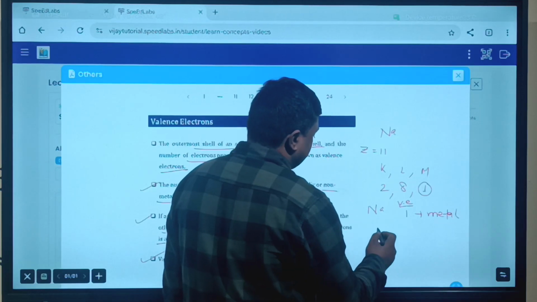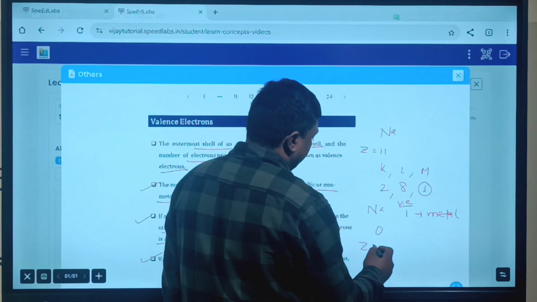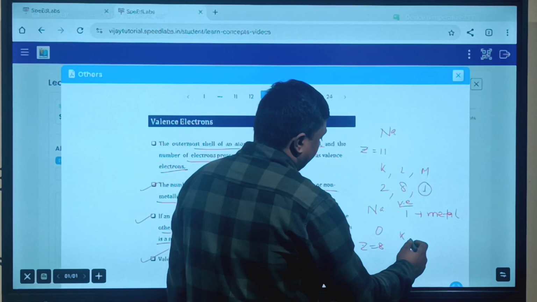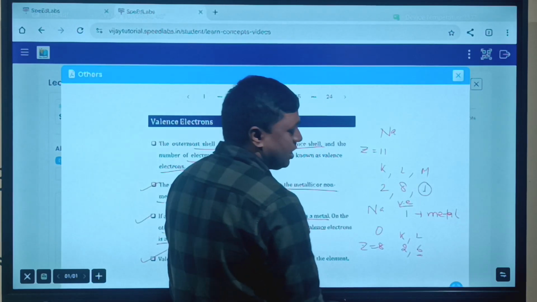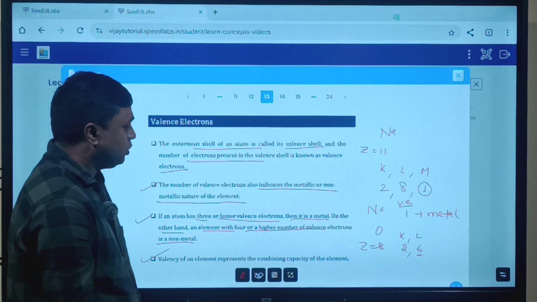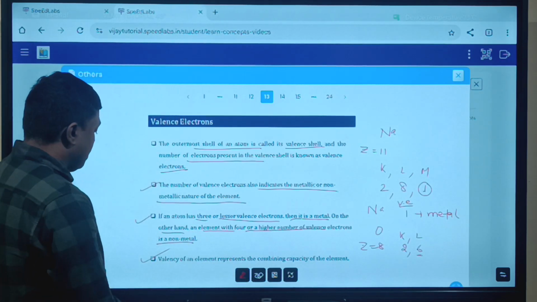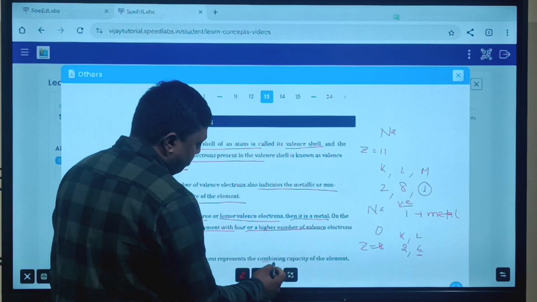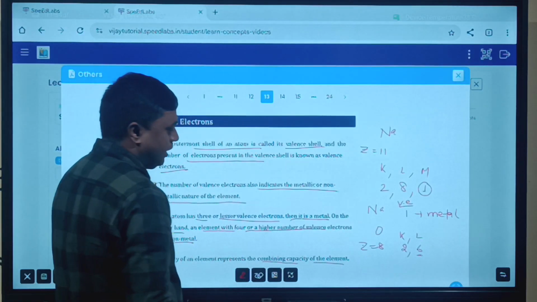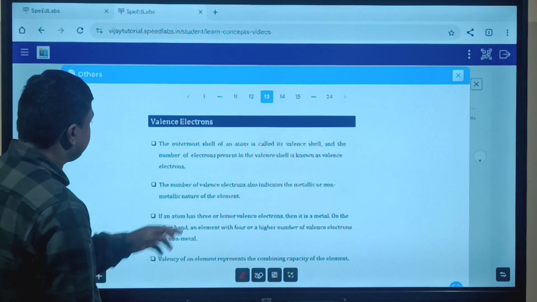Whereas when we talk about oxygen, children, oxygen's atomic number is 8. So the electronic configuration is first shell 2 electrons, next shell 6 electrons. As the valence electrons are more than 3, it is a non-metal. The valency of an element represents the combining capacity of the element. Next.